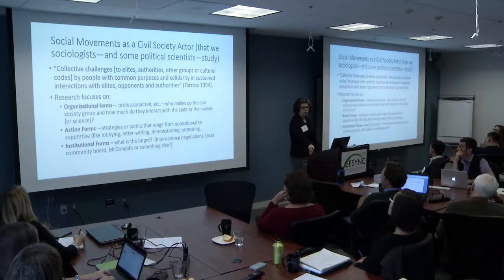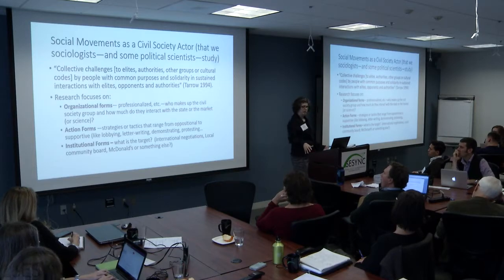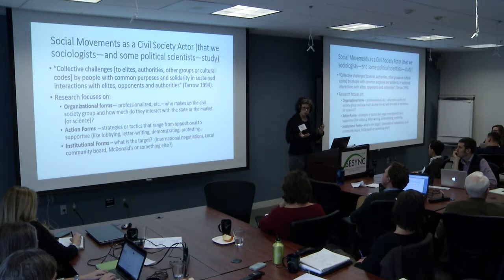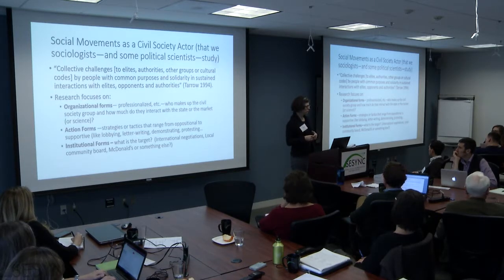And then there's another focus on institutional forms, and a lot of the focus for that research is on what's the target, right? In some of my work, there's research that looks at international negotiations as a target, international financial institutions as targets, but also more localized targets like local community boards, cities. Sometimes the targets are not governmental, and this was a recent shift, in the past 20 years, in thinking about social movements: social movements are not necessarily targeting the state. They can target companies, right? McDonald's, big multinational institutions, or they can target many other things. So these are just a range of ways that people are looking at social movements.